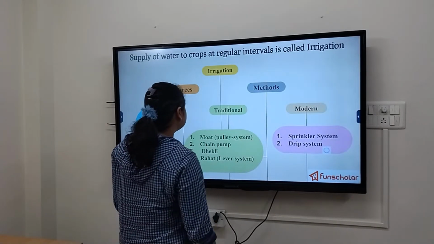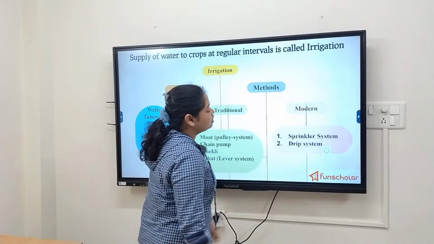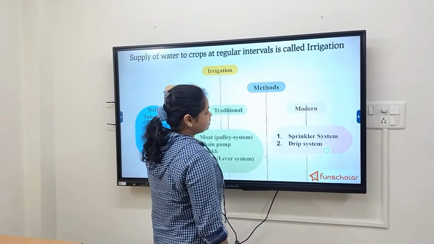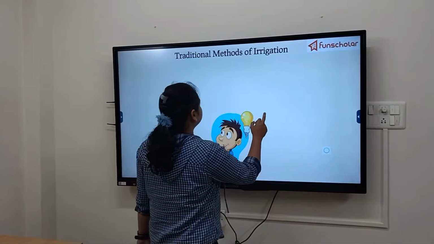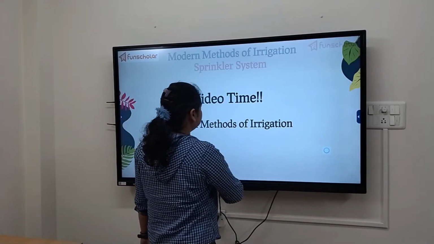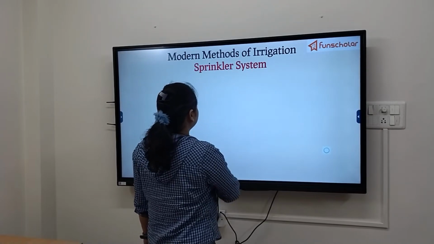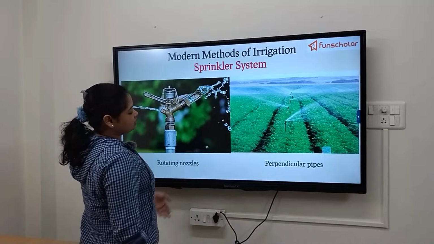Now here you have understood the traditional methods, and now we will have a look into the modern methods of irrigation consisting of the sprinkler system and the drip system. These were the traditional methods. Now the modern methods. See, in the modern methods is the sprinkler system.